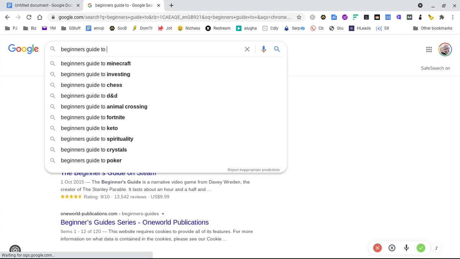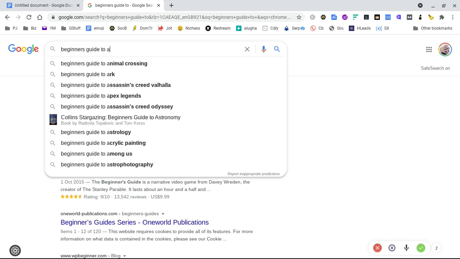So beginner's guide to Minecraft, to investing, to chess, to D&D, whatever the heck that is, to Animal Crossing, to Fortnite, to keto, spirituality, crystals. Pick one that catches your eye. If none of them catch your eye, start going through the alphabet. Okay? And find the one that catches your eye.